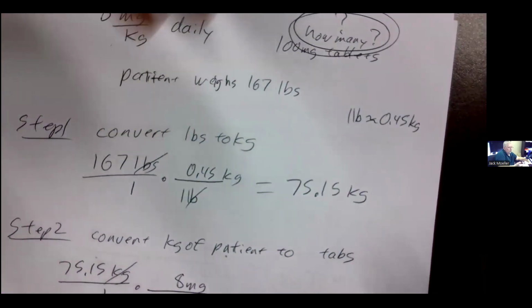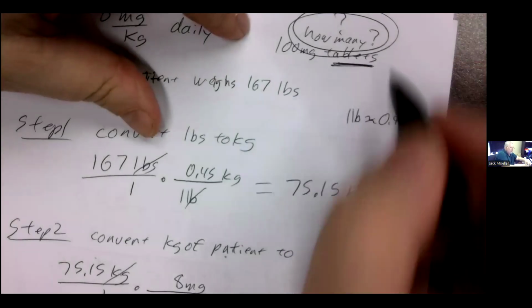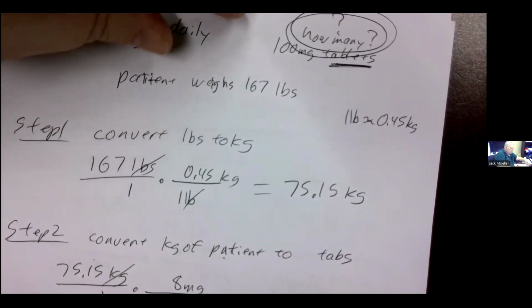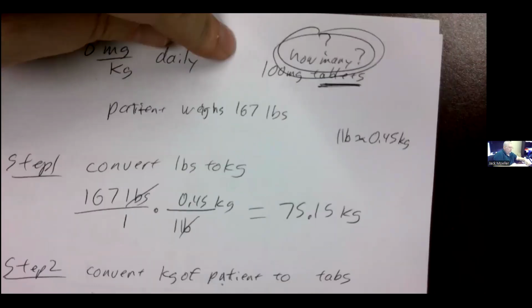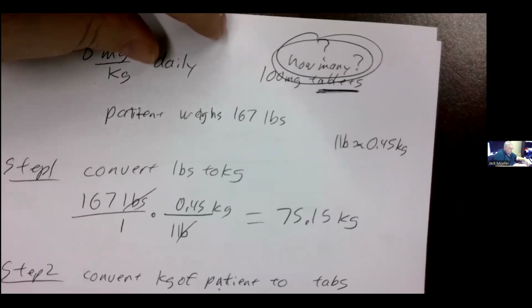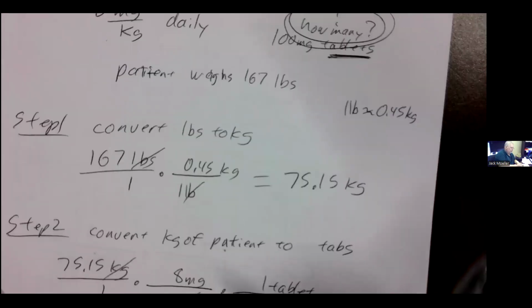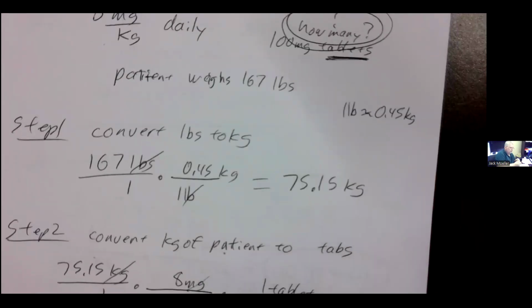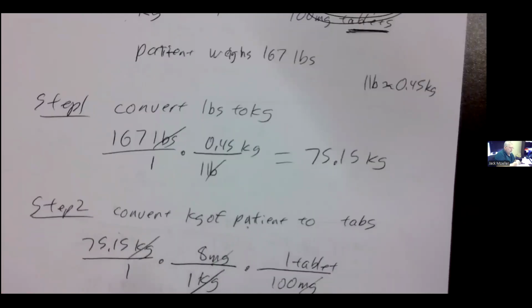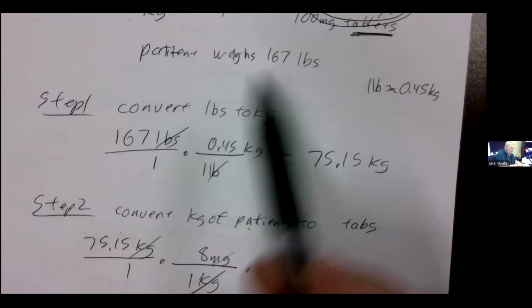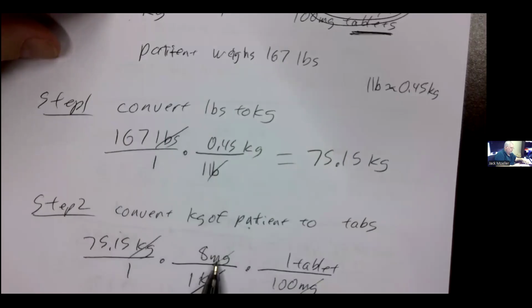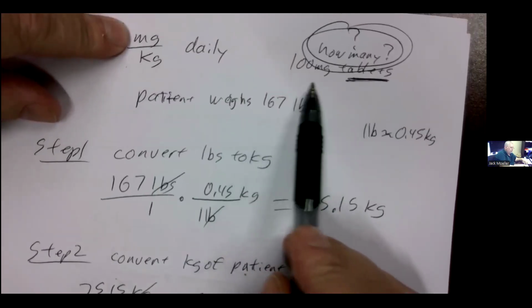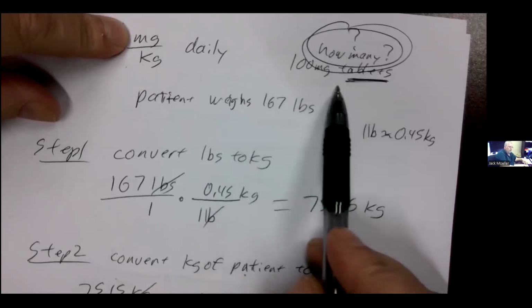So the final answer is going to be tablets. That's what we're looking for. So how do I convert from milligrams to tablets? Well, I know every 100 milligrams is 1 tablet. If you're a nursing student, this is the sort of stuff you would talk about. For this class, you may not have that background knowledge, but we're going from pounds to kilograms, kilograms to milligrams, and then milligrams to tablets. So you have to recognize that that's a conversion factor.